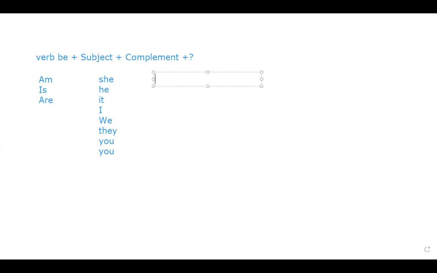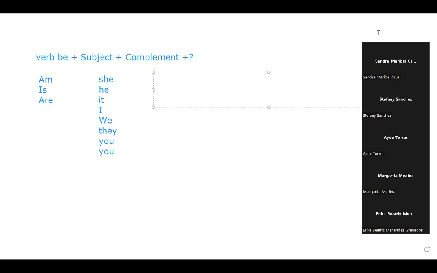Los felicito. Congratulations, guys. You are more than ready to create questions using verb be. And for that reason, we need one volunteer to create a yes or no question. Un voluntario que haga una pregunta de sí y no, que me ayude a hacerla, por favor. Are you speaking English? Excelente. ¿Vemos algún error? No. La compañera ocupó el verbo to be in the right place, at the same time as the subject and complement.